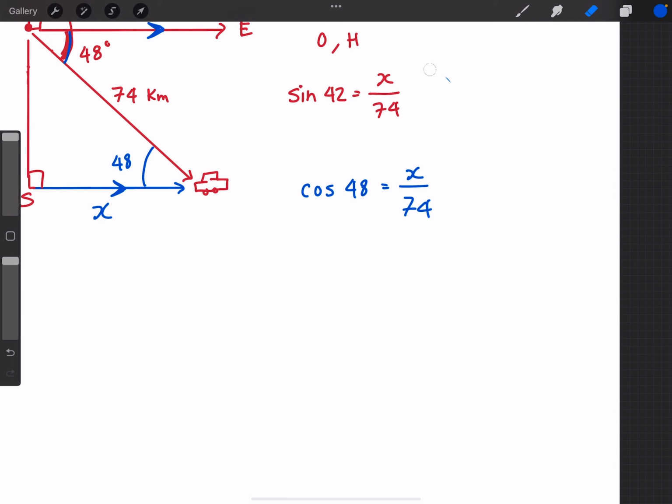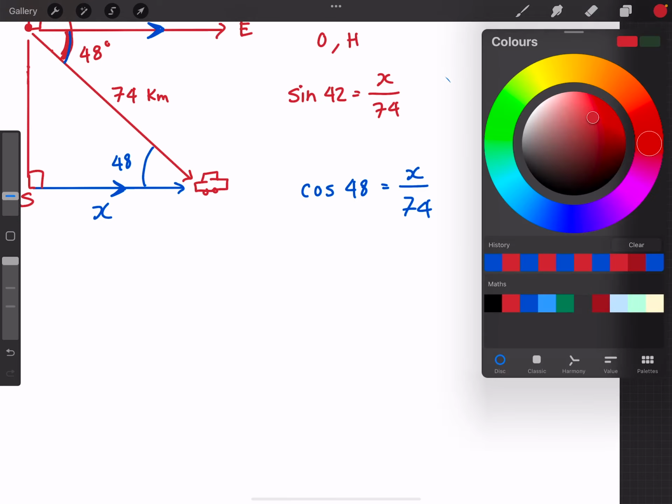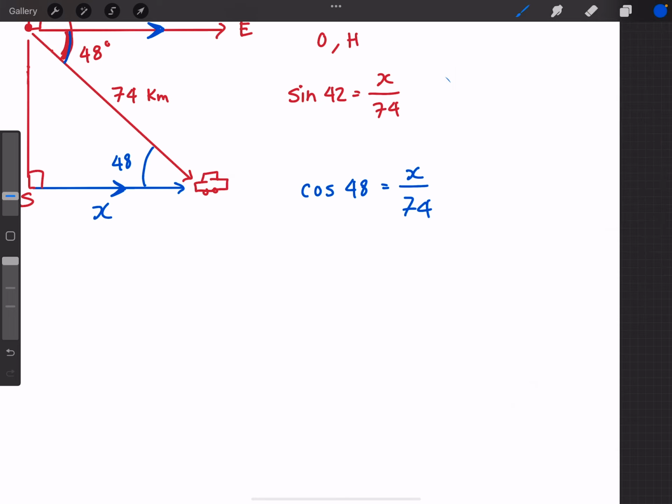Okay, so from here you have to rearrange the equation. So how do I do that? What's happening with x over on the right hand side? X is being divided by 74. So to get x by itself, we need to get rid of this 74. So if you divide it by 74, you must times it by 74 to get rid of it. If you multiply the right hand side by 74, you must multiply the left hand side by 74.